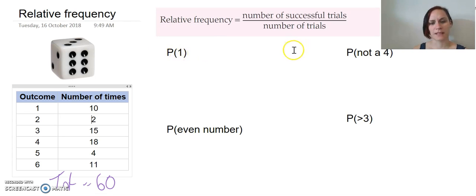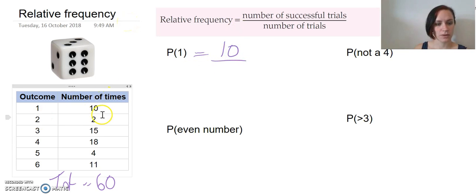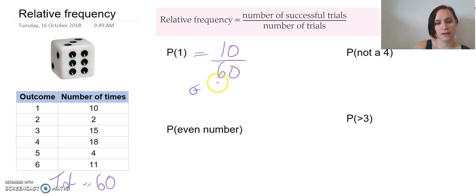So I've probably written these incorrectly, and I should have written RF for relative frequency, but that's what we're finding today. And that's the number of successful trials of the thing we're looking for divided by the total number of trials. In our instance, we've got 60 trials, and we are saying, all right, what's the probability of getting a 1? So the probability of getting a 1 would be the number of successful trials that we've had, and that would be 10. We have had 10 over here, and we have a total of 60. So then if we simplified that down, you would have 1 out of 6.